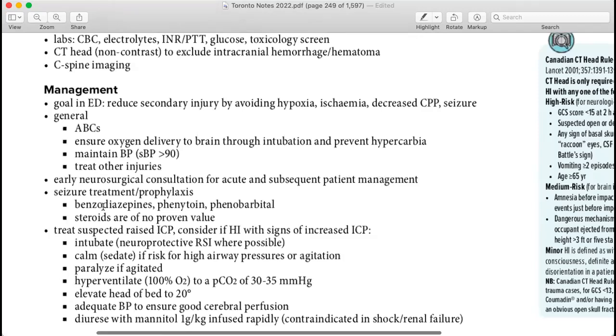Seizure management is done with benzodiazepines. Steroids are of no proven value. It's not that you can't give steroids; you can give them, but there is no proven value. So if there is a steroid option, you can choose it, but it has no benefit. If they ask in the question about benefit, then steroid is not of any benefit.